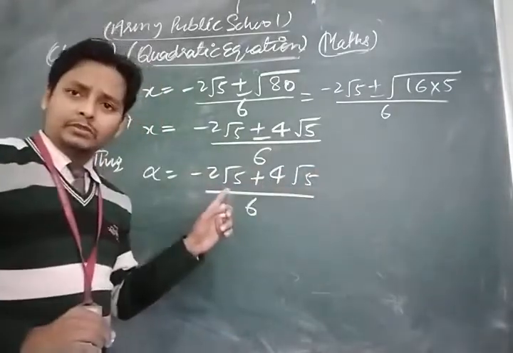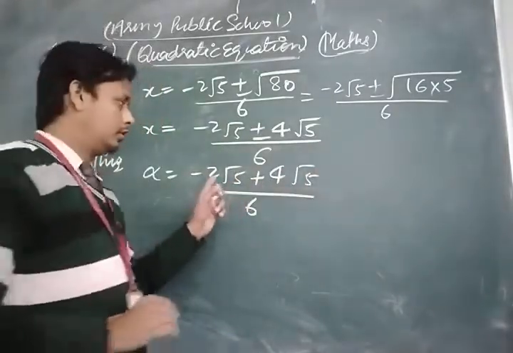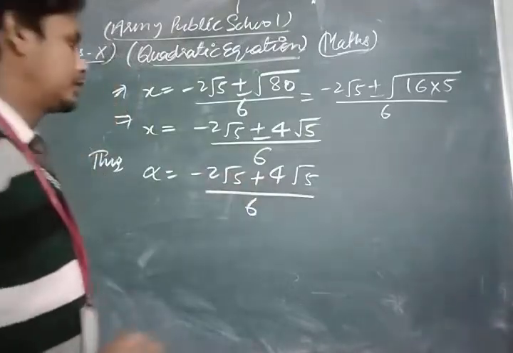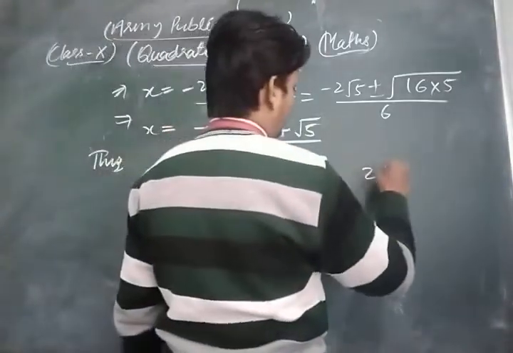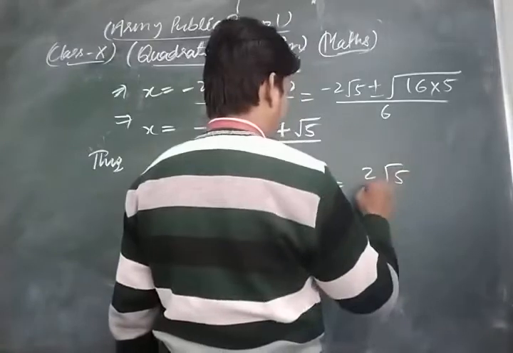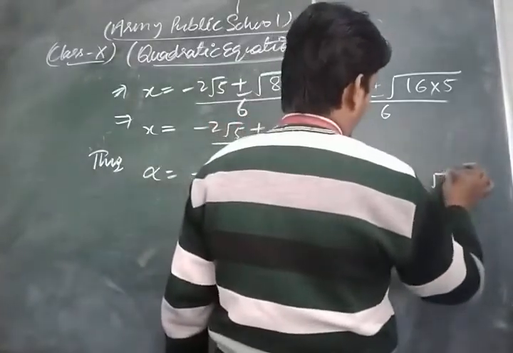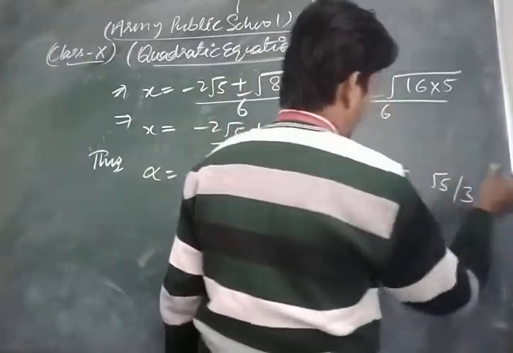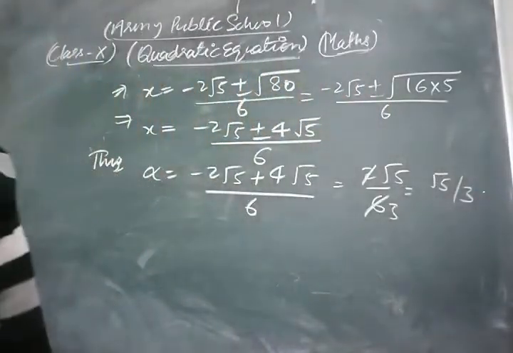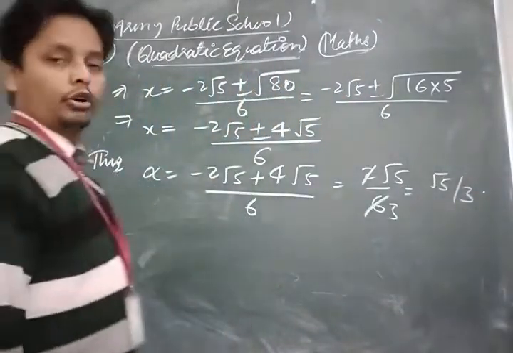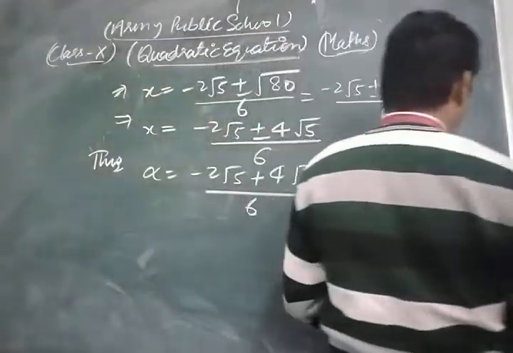Both are like terms, no? So now plus 4 minus 2, that is plus 2 is left. So 2 root 5 upon 6 is left, and 2 threes are 6. So 2 root 5 upon 3. This is the first root of the given quadratic equation. This is the first answer.